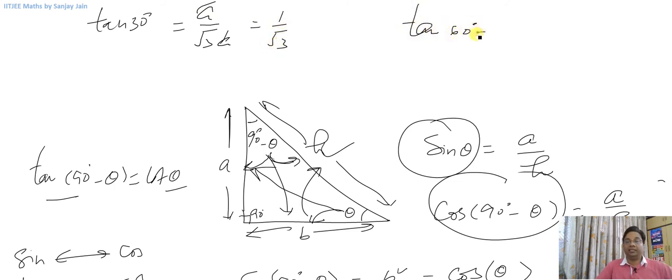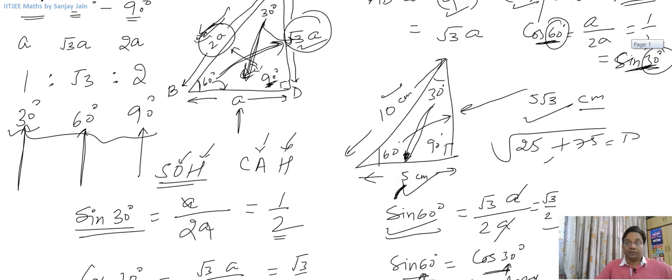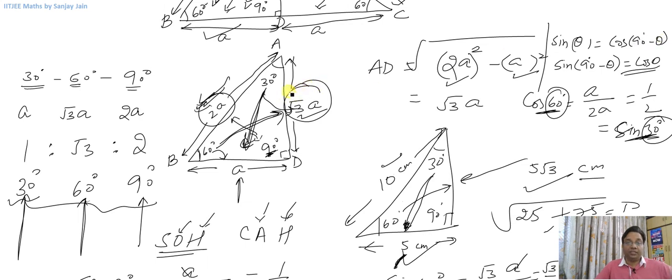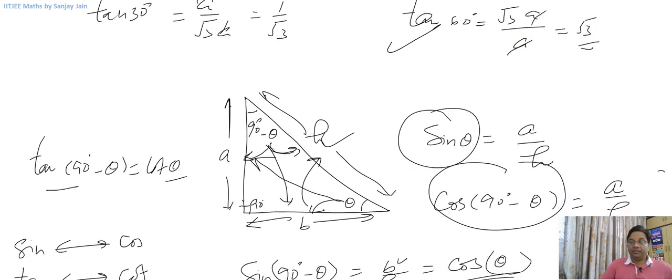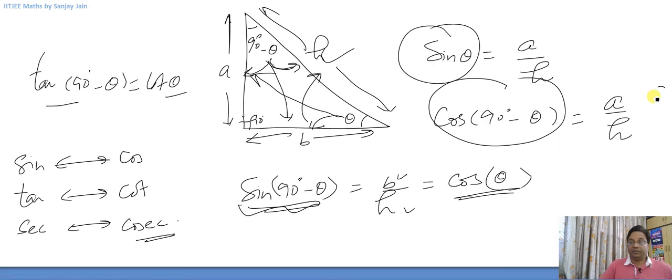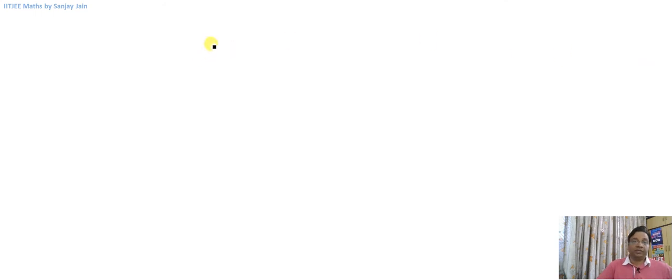Tan 60, again opposite upon adjacent. So tan 60, opposite is root 3A and adjacent is A. So root 3A upon A will give you root 3 as value of tan 60 degrees, right? So I think 30, 60, 90 triangle is clear to you. Now let us move to 45, 45, 90 triangle.